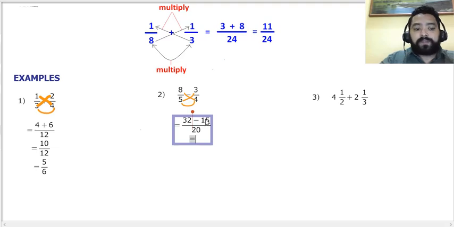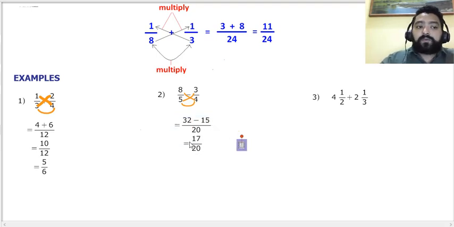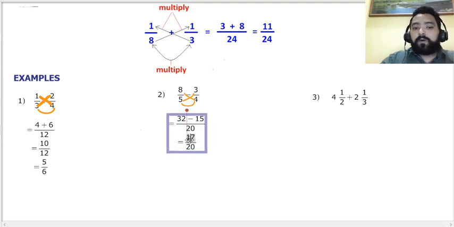32 minus 15 is 17, and it's going to be over 20. So in this case, we cannot simplify, so we are going to have 17 over 20. Remember, 8 times 4, 32, 5 times 3, 15, and 5 times 4 is equal to 20. Remember, the smile is with the denominators.